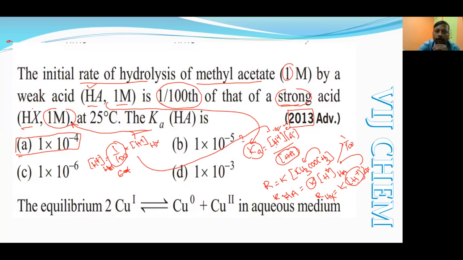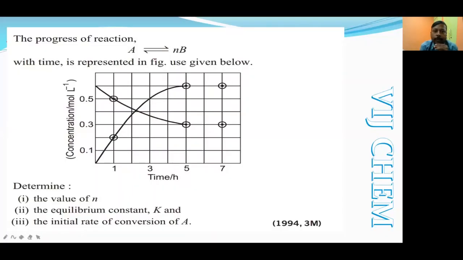I think that is clear to all of you. Okay, we move on to the next, very beautifully framed question. This is a very old question, but one of my favorite questions, from 1994. It is an Advanced question. You are given a graph. You should be able to study the graph, then only will you be able to solve this.